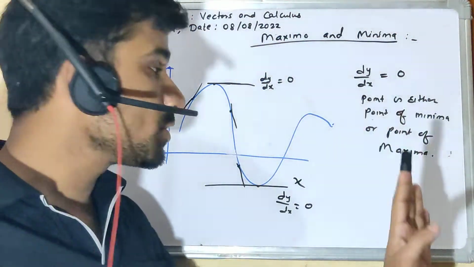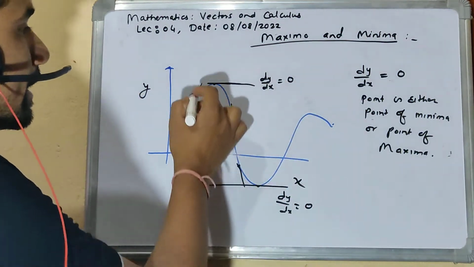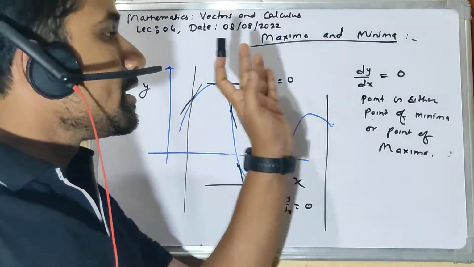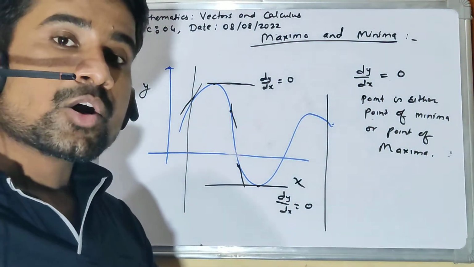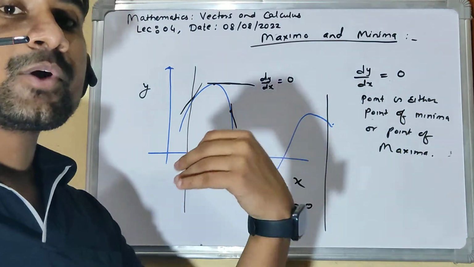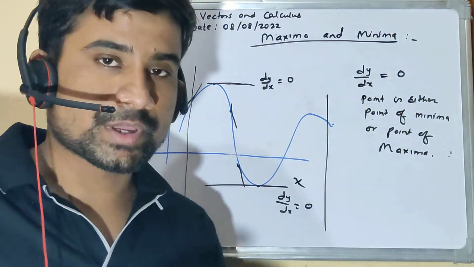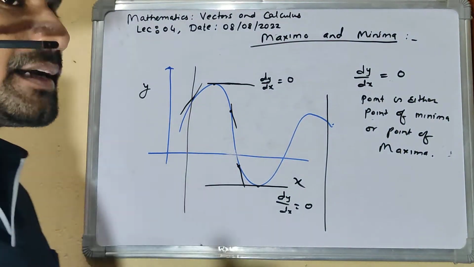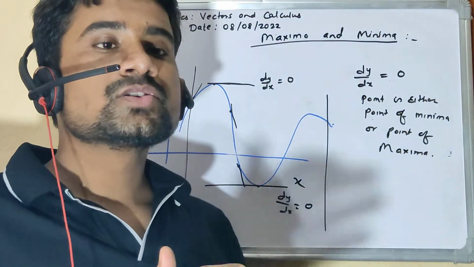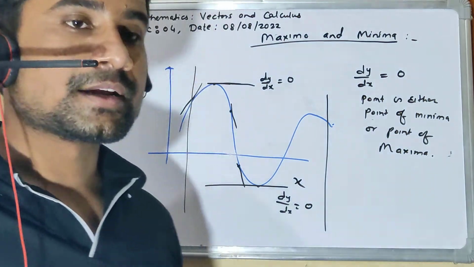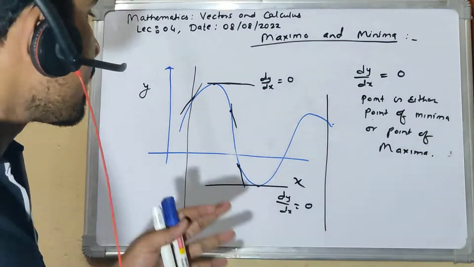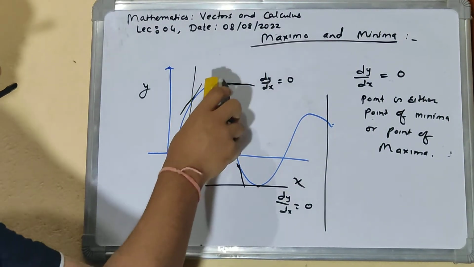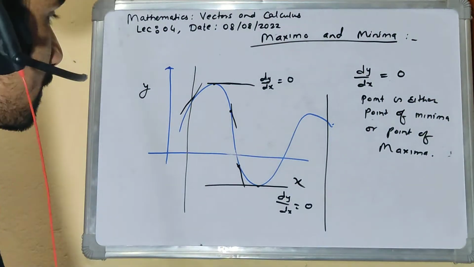If dy by dx is 0 in a particular domain, let's say this is the domain of this function, then the point can be either a point of minima or a point of maxima, right? Now, I explained that dy by dx is nothing but the slope of the tangent at any curve, right?